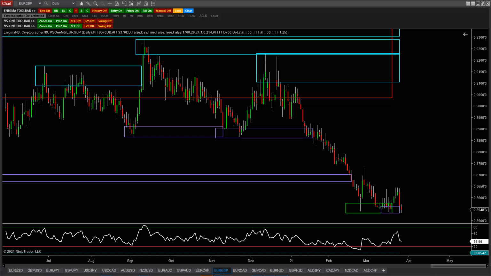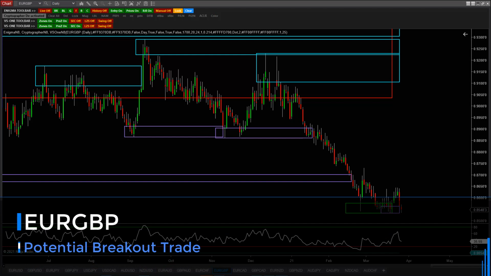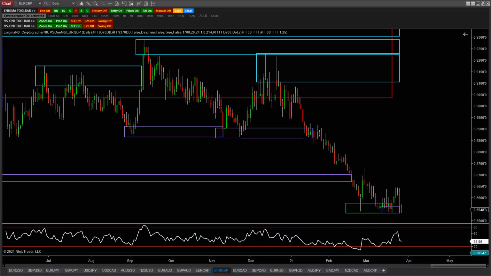But chart-wise, let's start off on the euro pound here. And if you're new, these multicolor boxes you see in front of you, those are going to be called our VS1 levels. Essentially, those are called visual structure and support, or structure and resistance levels. They show you where past levels of major and minor support and resistance are based on how you code them. Right now, I have them, I think, on the weekly and the daily. So they're showing me higher time frame and current time frame.